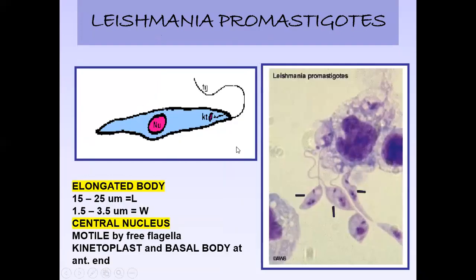Promastigote, on the other hand, is an elongated structure. Again, it has a nucleus, it has a kinetoplast, and then there is a flagellum, which helps in the motility of the parasite. Amastigote is non-motile. The promastigote is motile, and it is motile by means of this free flagellum, which originates from one end of the parasite. And here is a stained picture of the tissues in which you can see these promastigote forms.